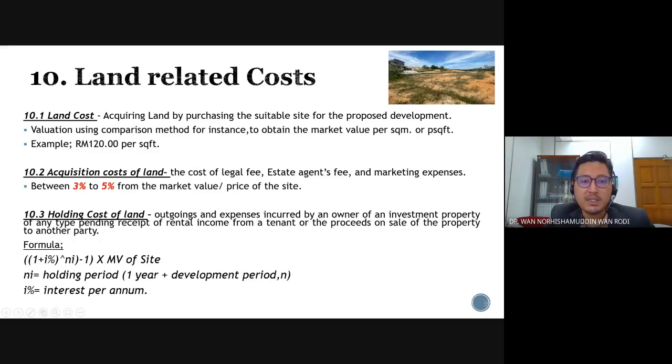n refers to the holding period. So the holding period calculation is this one. Let's say your project is 2 years. So you have to add in another 1 year, meaning 1 year before your construction period starts. So you have to hold the land 1 year, and then do the construction for 2 years. So the total holding period is 3 years. So we assume that the developer will hold the site 3 years. And then i% is interest per annum. So when you calculate, you will get the holding cost of land in the form of a monetary amount.